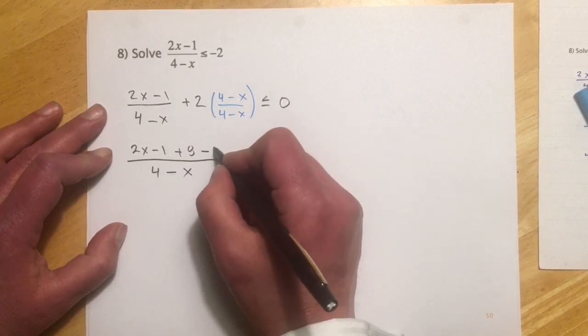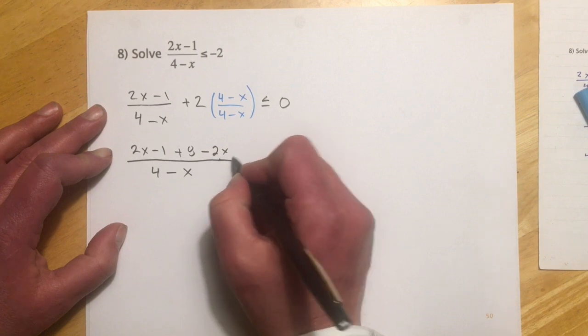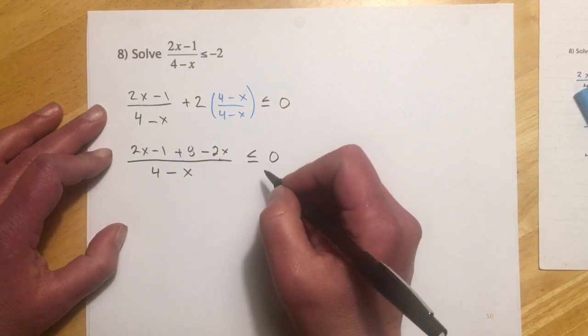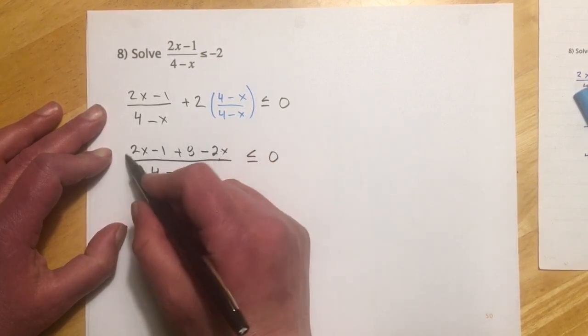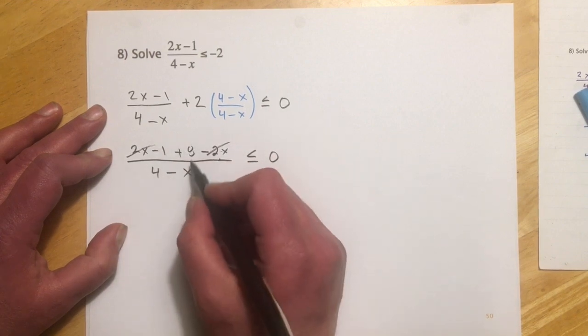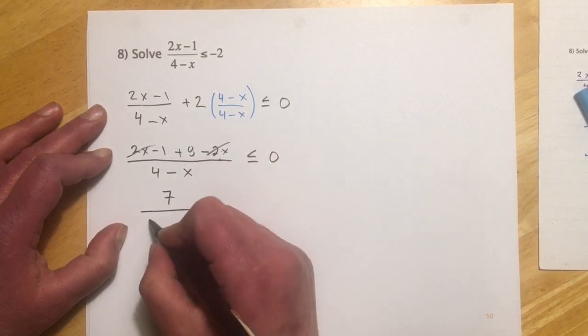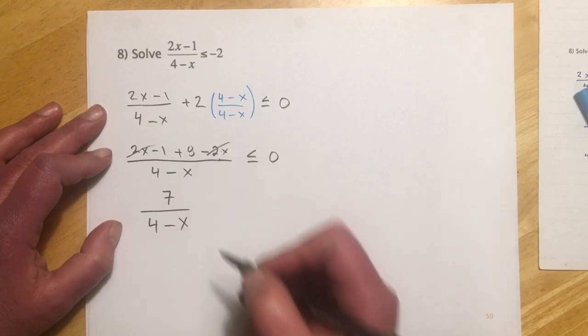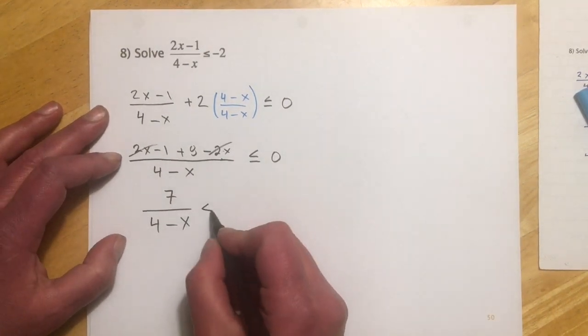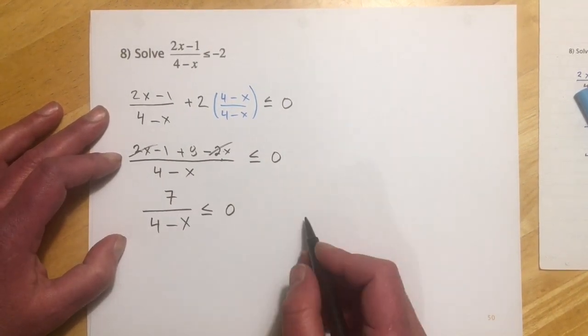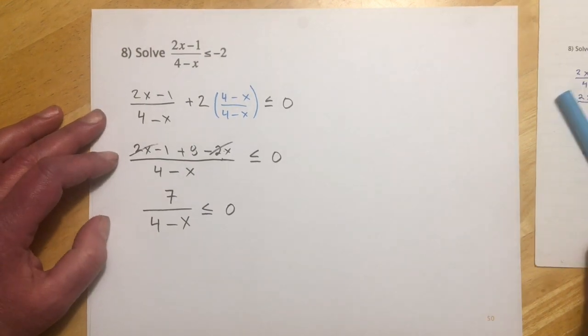2 times negative x, less than or equal to 0. So 2x minus 2x, those cancel out. Negative 1 plus 8, that's 7 over 4 minus x. And this is less than or equal to 0. So this thing only has one 0.